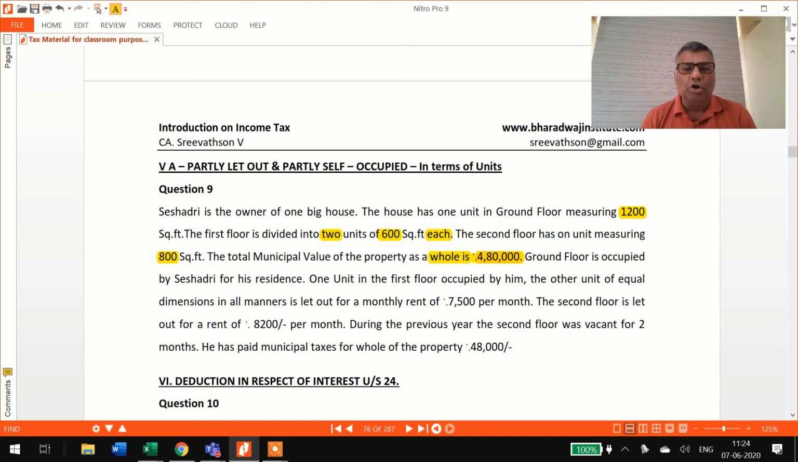The ground floor is occupied by Seshadri. 1 unit in the first floor is occupied by him. We can claim that as self-occupied. The other unit of equal dimension is let out for a monthly rent of 7,500 per month. The second floor is let out for 8,200 per month. During the year, the second floor was vacant for 2 months. Municipal taxes for the whole property are 48,000. Read through.